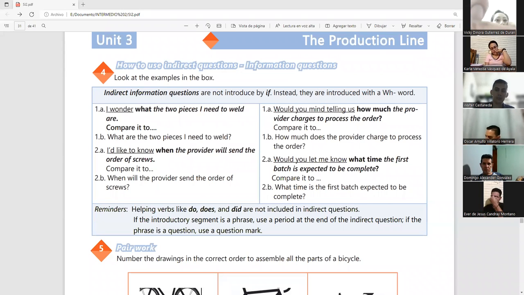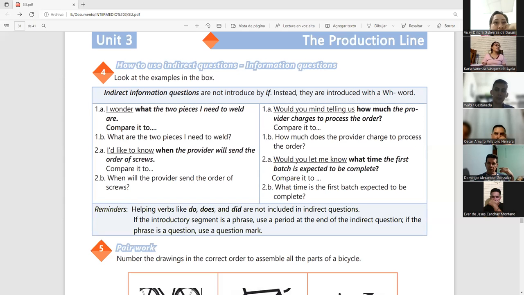Would you mind telling us how much the provider charges to process the order? How much does the provider charge to process the order? Thank you. Okay, continue. Yes, please, Claudia. Would you let me know what time the first batch is expected to be completed? What time is the first batch expected to be complete? Excellent. All right, very nice.